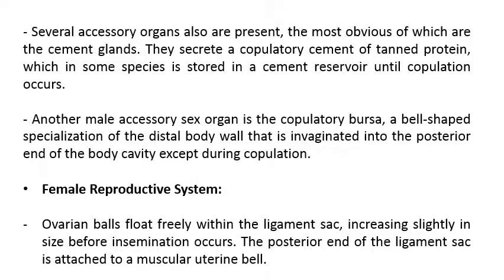Several accessory organs also are present, the most obvious of which are the semen glands. They secrete a copulatory semen of tanned protein, which in some species is stored in a semen reservoir until copulation occurs. Another male accessory sex organ is the copulatory bursa, a bell-shaped specialization of the distal body wall that is invaginated into the posterior end of the body cavity except during copulation.